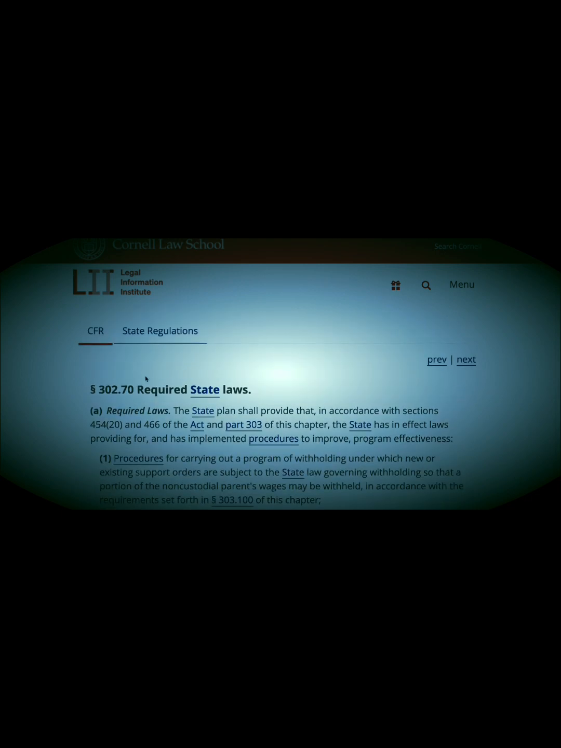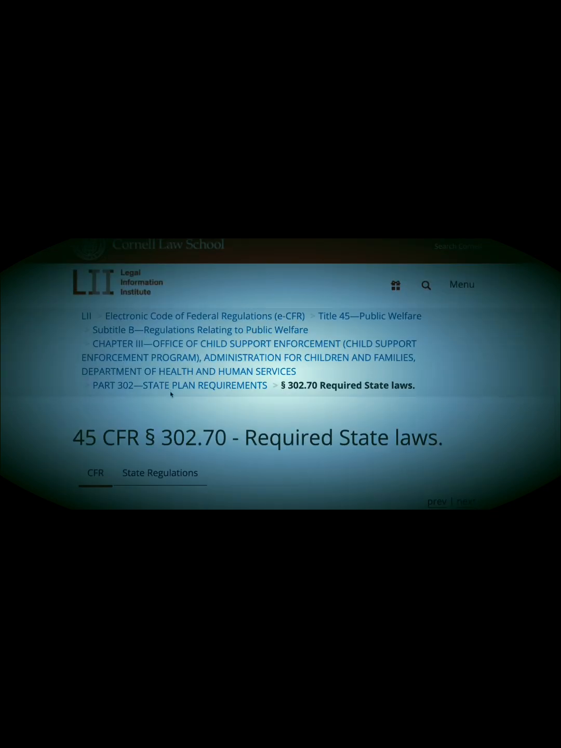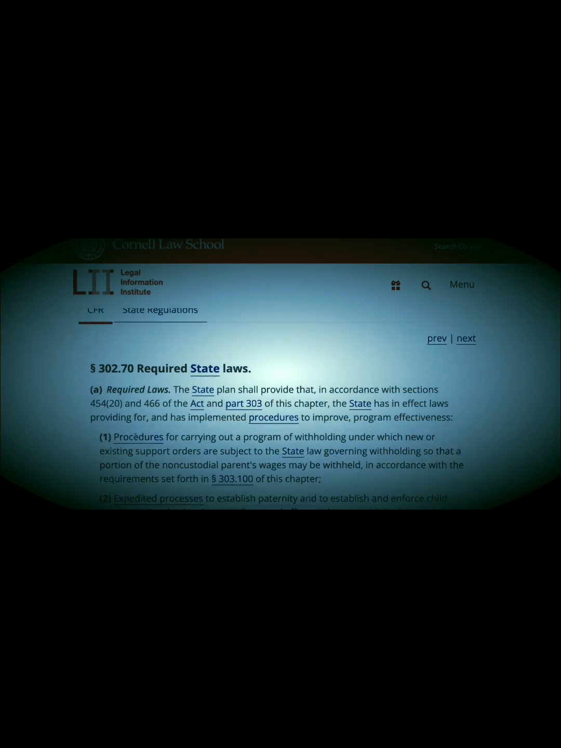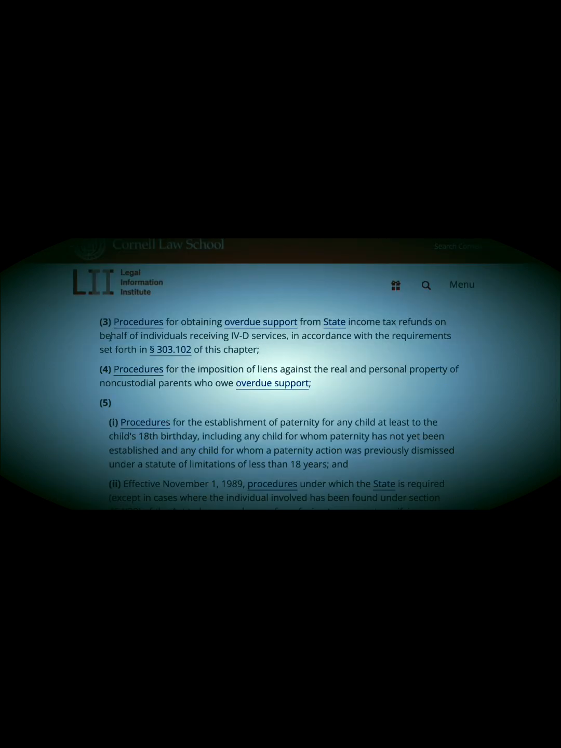Hold up. Hold on a second. Let me make sure I got that right. Roman numeral 7, support order. And this is Title 45, right? 302.7. It says 5-7, right? Let's say A, and number 5. It's supposed to be 7. Hold on, let me keep going down. Here we go.